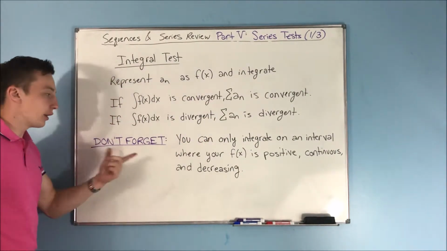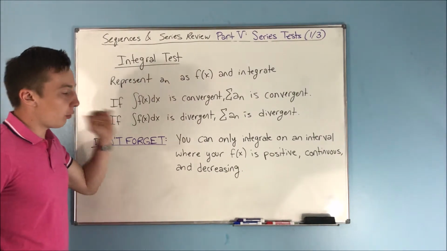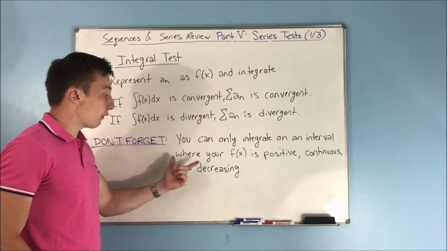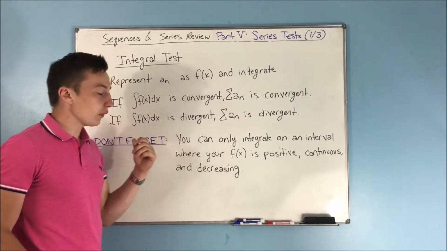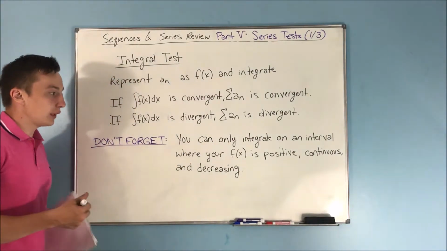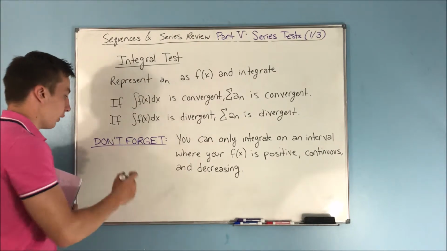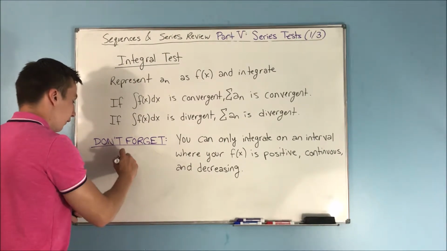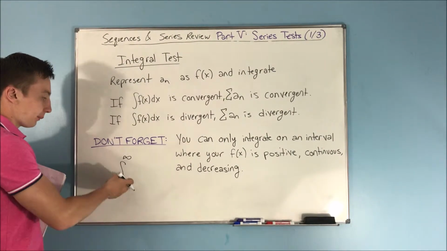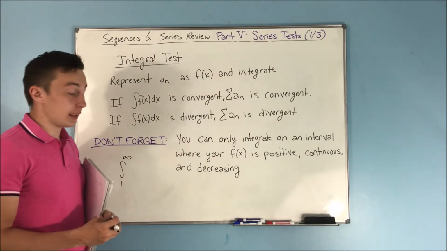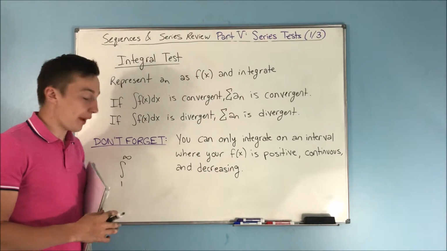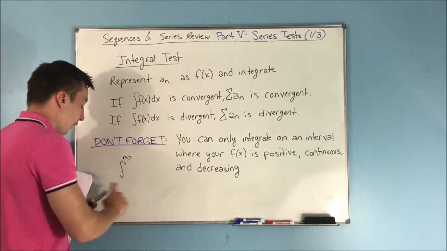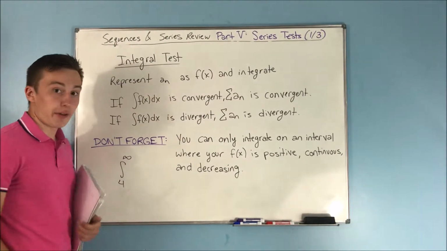And a big note here, don't forget this, you can only integrate on an interval where your f of x is positive, continuous, and decreasing. Okay? You're not going to be able to integrate from 1 to infinity if maybe your f of x has a discontinuity at 3. Well, then if that's the case, try from 4 to infinity.